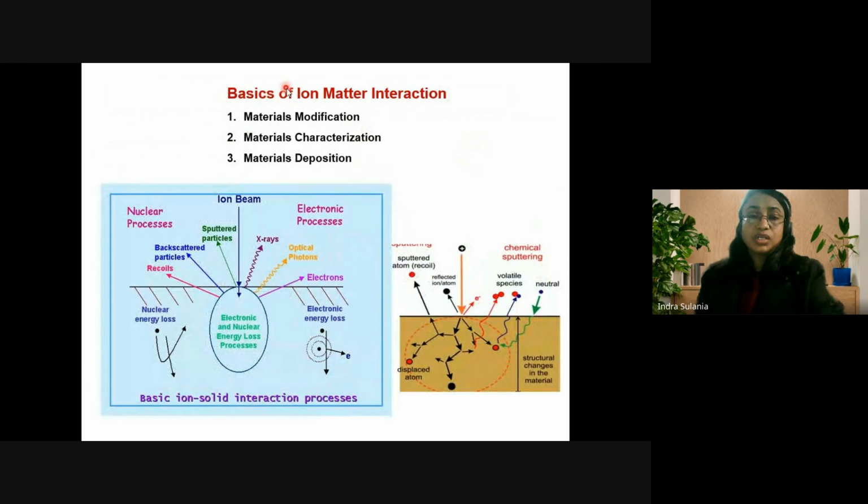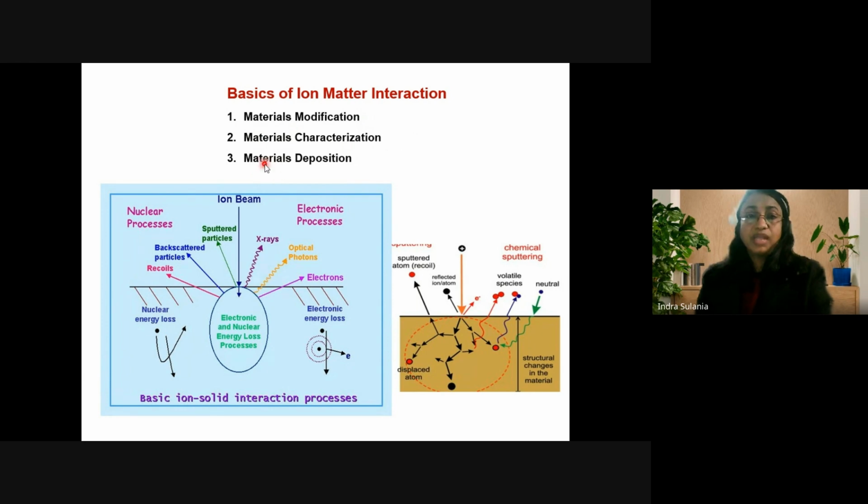So how does an ion interact with the material when it falls on it? We can have 3 kinds of possibilities when the ion is interacting with the material. It can modify the material through the process of defect production, and you can use the ion beam to characterize the material, such as Rutherford backscattering and PIXE and all.